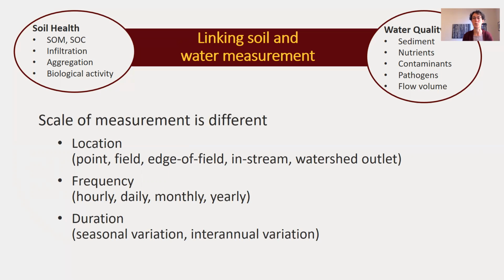A single in-stream water measurement summarizes what's happening across a whole watershed, whereas a soil sample at a point represents processes at a much smaller scale. Frequency of sampling differs here. Soil samples might be taken yearly or maybe a few times over the season. Water samples during a storm might be taken hourly or daily to characterize that curve. And then the duration over which these samples are taken: are we trying to understand seasonal variation, or are we trying to understand interannual variation?